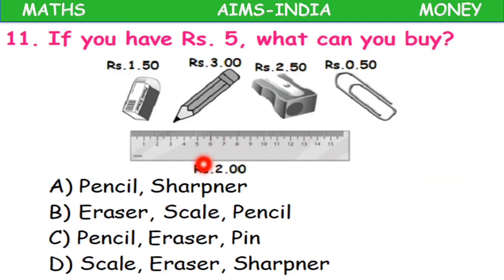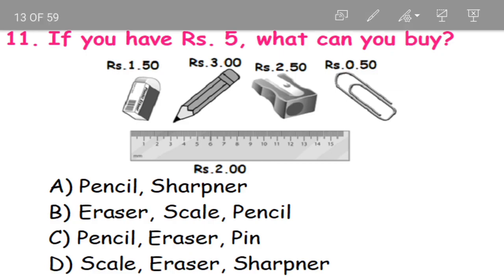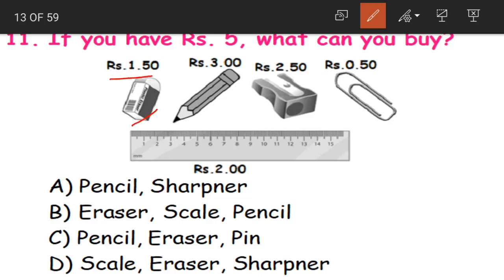Next question 11. Again see a similar question here. If you have 5 rupees, what can you buy? What are we having here now? We are having only 5 rupees with us. An eraser costs 1 rupee 50 paise. Pencil costs 3 rupees. Sharpener costs 2 rupees 50 paise. Paper clip costs 50 paise. And scale costs our 2 rupees.